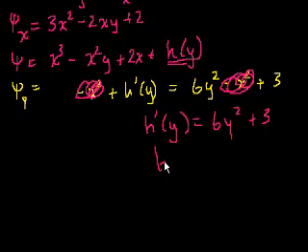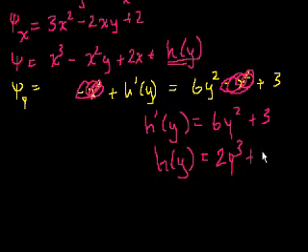Antiderivative. So h of y is equal to 2y cubed plus 3y. And you could put a plus c there, but the plus c merges later on when we solve the differential equation, so you don't have to worry about it too much. So what is our function xi?